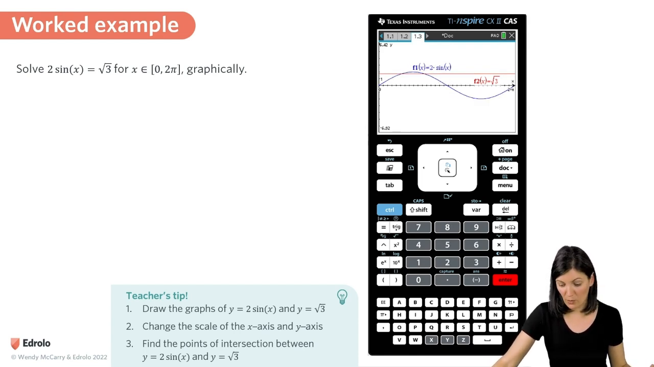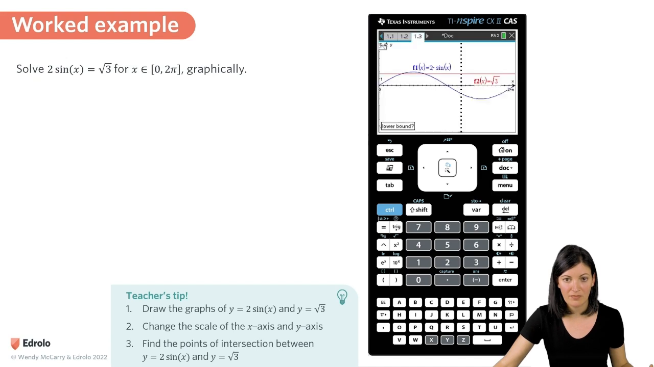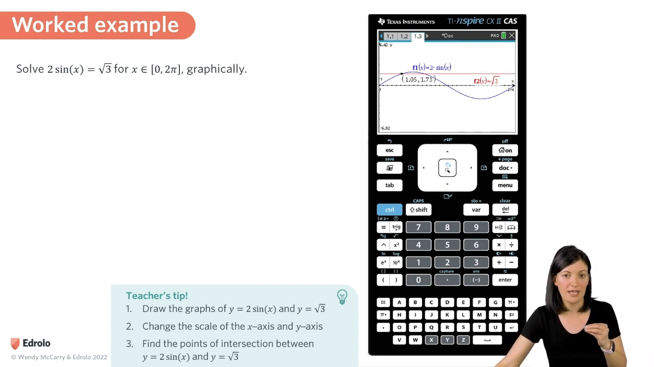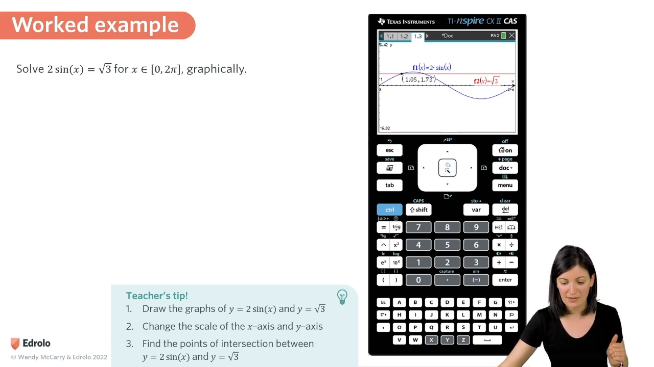So to find those exact points, we would go menu, analyze graph, and then intersection. Okay, and now it's going to ask you to set your lower and upper bound. So my first intersection point is between there and there, and you can see that I get 1.05. Now, unfortunately, the CAS won't give you that intersection point as a fraction, but we did see when we solved it before that the first solution was 1.05. That is equivalent to pi on 3. You have a calculator, so you can check that the decimals and the exact values are equivalent. Okay, so that's my first solution. And then I'll do the same thing around where that second intersection point is.